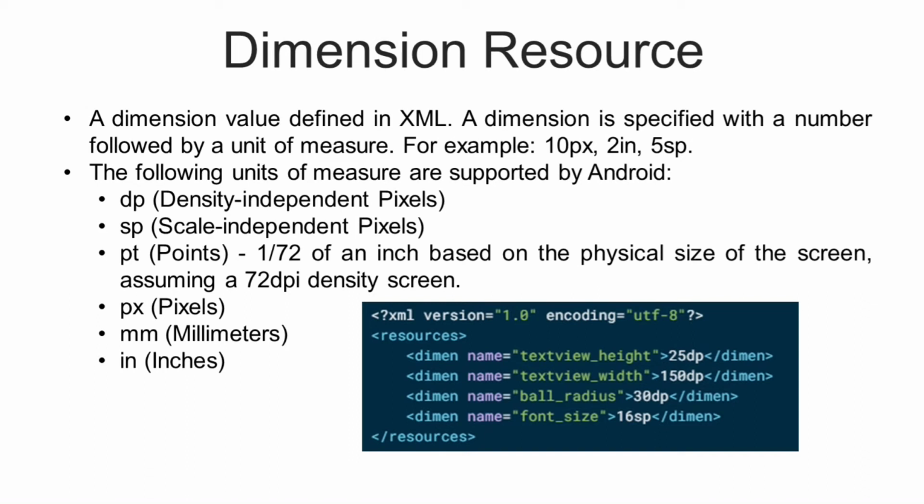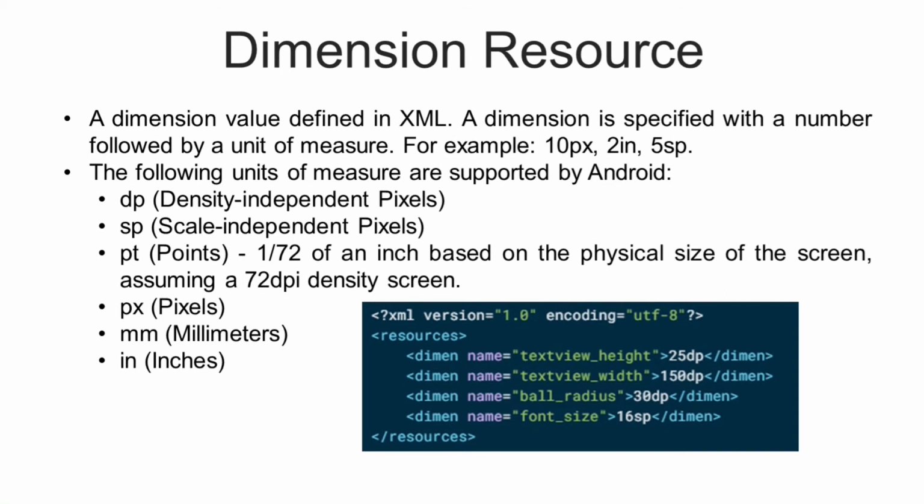It may be point. Now what is a point? 1 point equals 1 divided by 72 of an inch. So if I write down 72 points, it means 1 inch. Then we can have measurement in pixels, millimeters or inches also. So on screen you can see how we can define dimension resources and give some name to it, like text_view_height which refers to 25 dp or density independent pixel. Similarly, ball_radius represents 30 dp and font_size represents 16 sp, scale independent pixels.